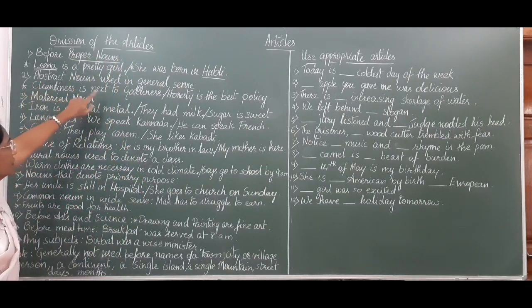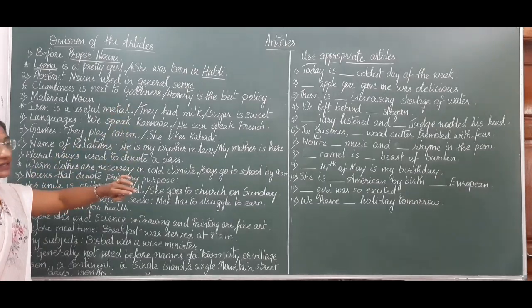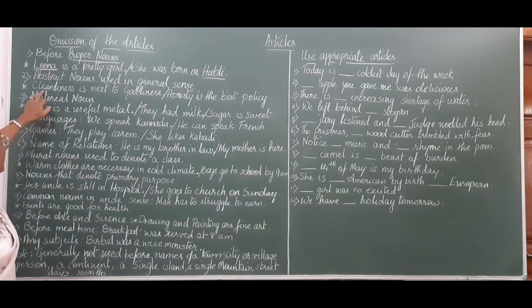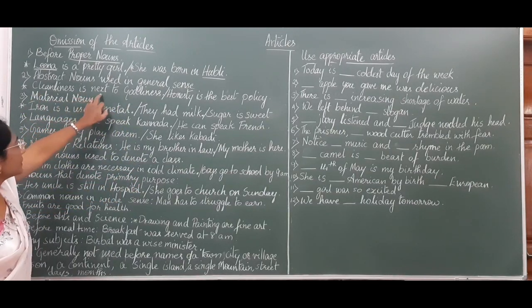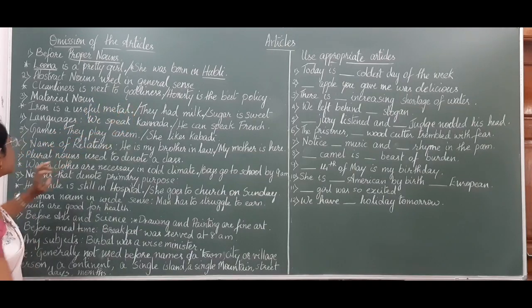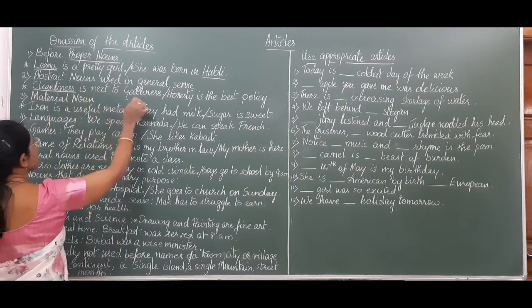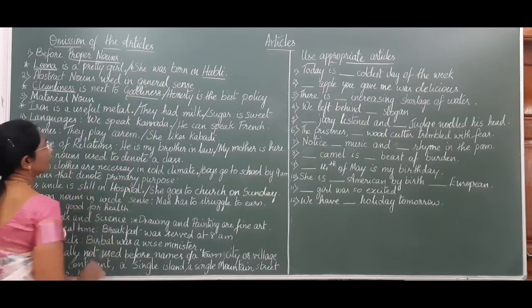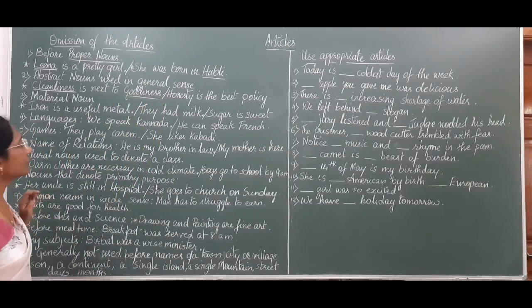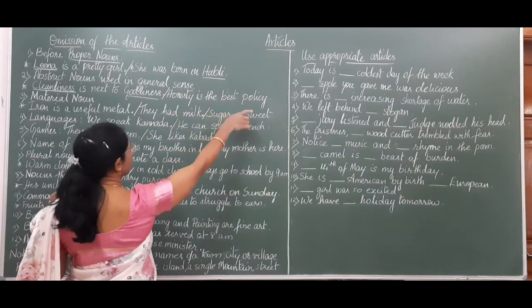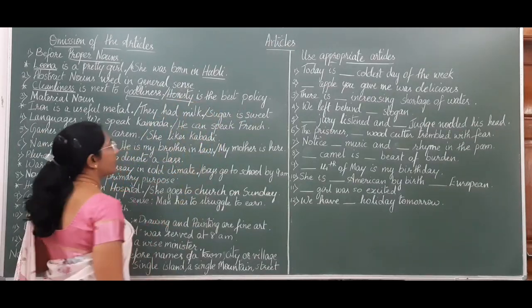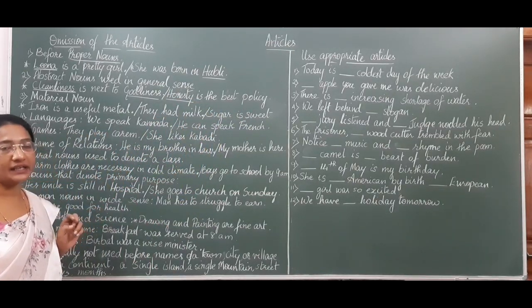Before abstract nouns, when they are used in a general sense, no need of articles. Cleanliness is next to godliness. Here you see abstract nouns, cleanliness, godliness. No need of articles. Honesty is the best policy. Again, abstract noun, honesty does not take any article.